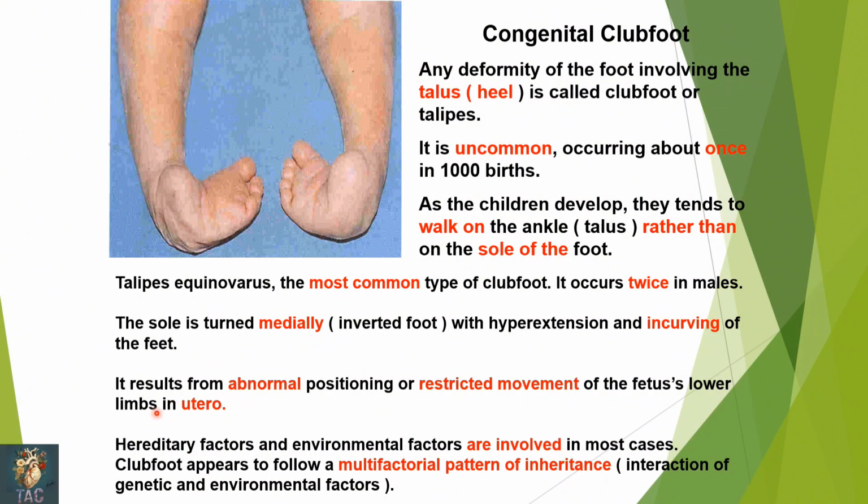It results from abnormal position or restricted movements of the fetal lower limb in utero. Hereditary factors and environmental factors are also important. Clubfoot appears to follow a multifactorial pattern of inheritance. The interaction of both genetic as well as environmental factors occurs.